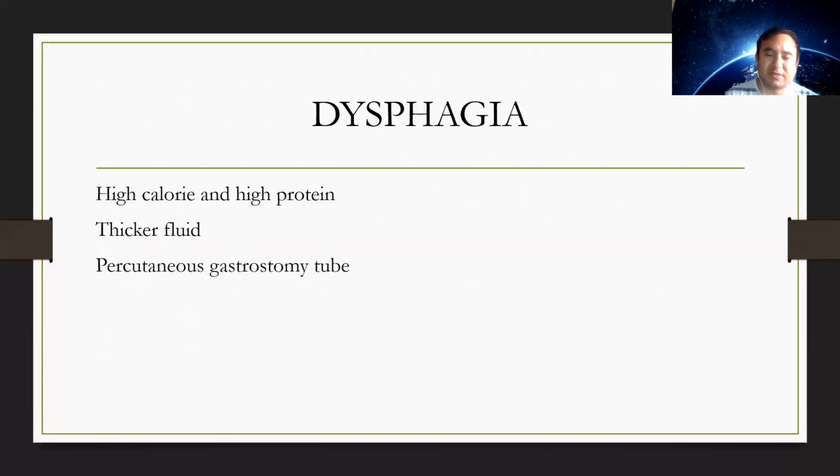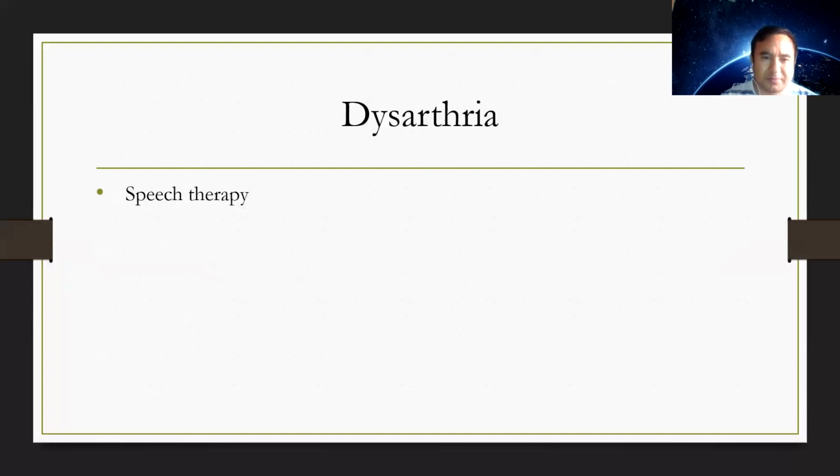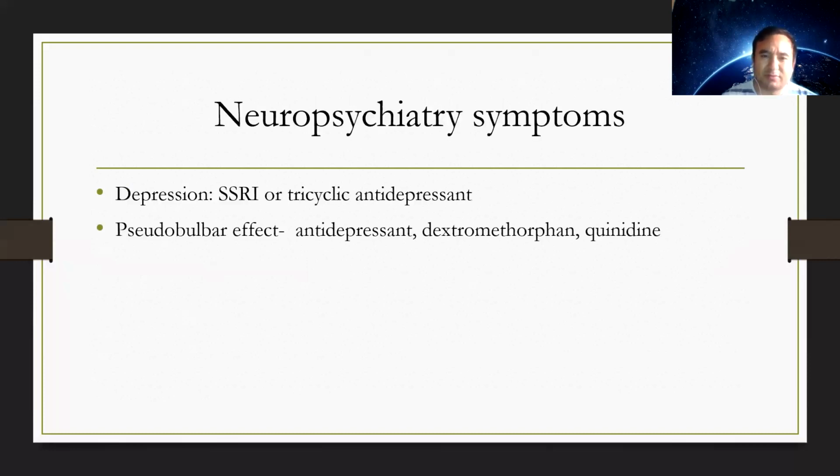Dysphagia is common in bulbar onset MND. We have to give a high calorie, high protein diet. It should be thicker. If it is thin, then there is a high chance of nasal regurgitation. Sometimes we can keep an NG tube or percutaneous gastrostomy tube. If they have dysarthria, then definitely they need to undergo speech therapy. And for neuropsychiatric symptoms like depression, SSRIs and tricyclic antidepressants are good. And for the pseudobulbar effect, where they can have spontaneous crying or laughing episodes, they can be managed by antidepressants or a combination of dextromethorphan and quinidine.